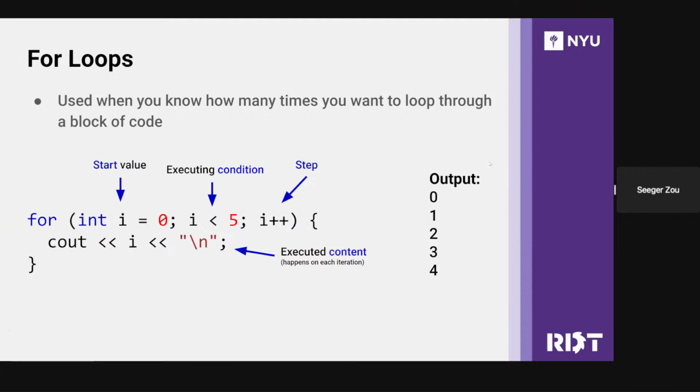The main point for for loops is that you have to pass in 3 parameters. You specify 3 values: the start value, the executing condition, and step. For the starting value here, let's just say we want to print the numbers from 0 through 4. We start by initializing I as an integer and setting it to 0. That will be one of the parameters.